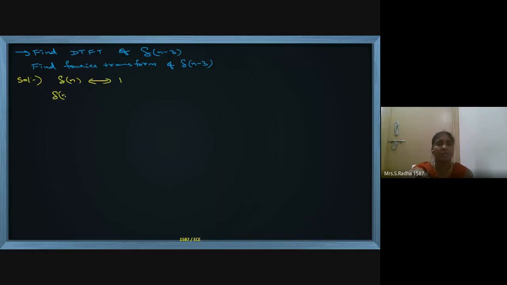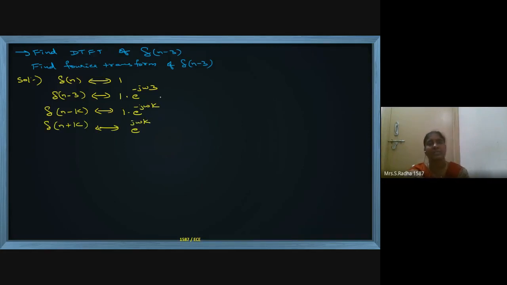If we have del of n minus 3, it is the shifting property. The 1 will come, along with e power minus j omega 3. If you have del of n minus k, in place of 3, it is 1 into e power minus j omega k. If I have n plus k, along with 1 we will have e power j omega k. The 1 need not be represented, so you can write it as e power minus 3j omega.